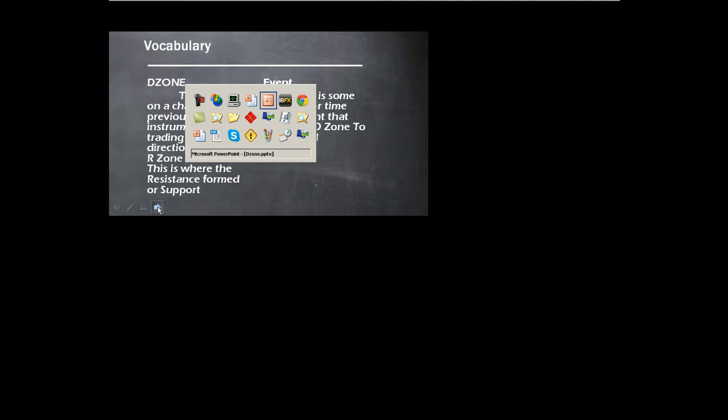DZone. This is an area on the chart in which previously the instrument we are trading changed direction. There are R zones and S zones. This is where the resistance formed or support. You have an event. This is some technically based event that will cause the DZone to trigger.